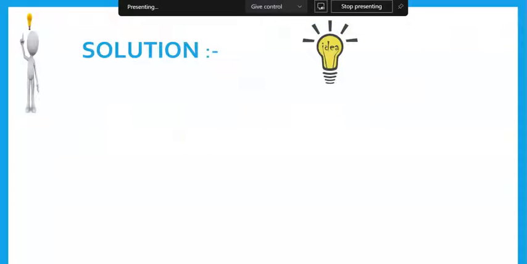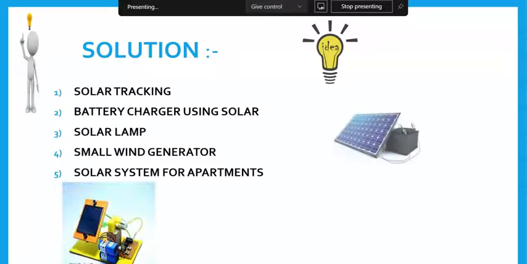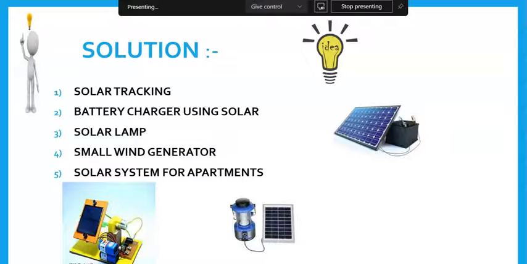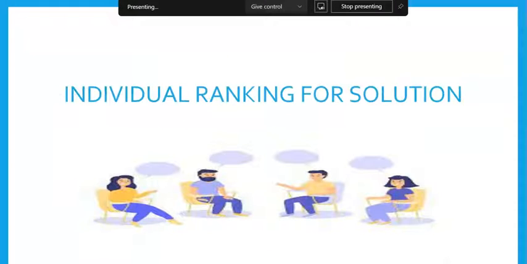So the solutions we found for the problem are solar tracking, battery charger using solar, solar lamp, small wind generator, and solar system for apartments. We did a lot of discussion and we were very confused about which solution we should choose.